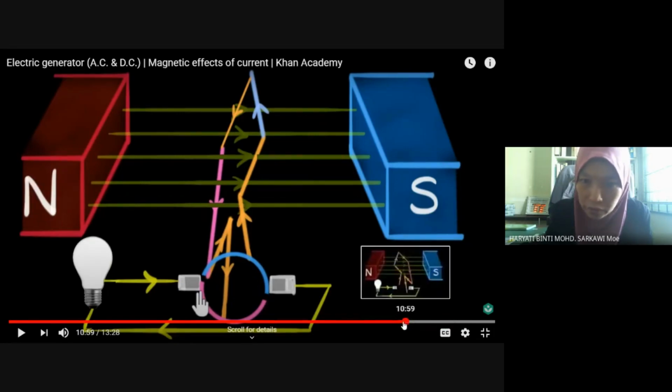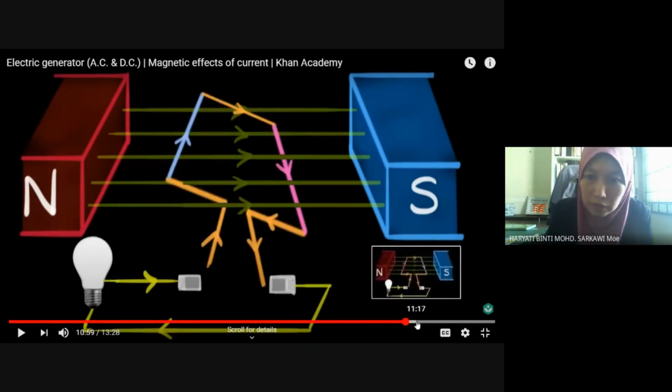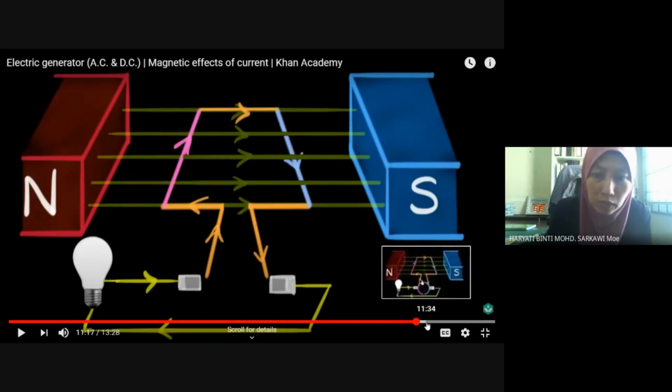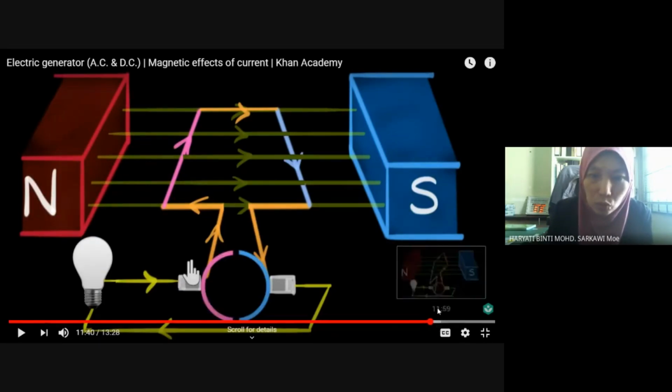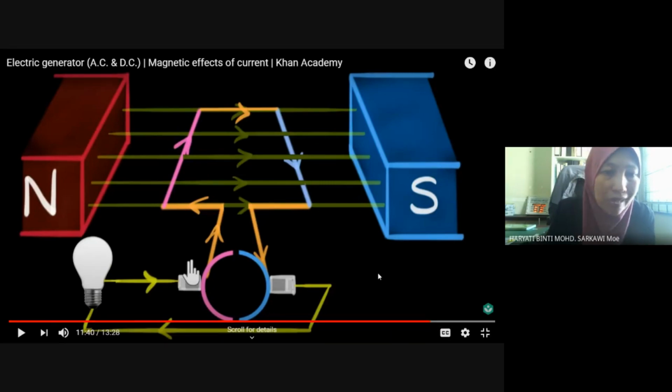So remember, let's say we want to create an alternating current generator. We need to use a slip ring. And if you want to produce direct current, a direct current generator, we change that slip ring to a split ring. Another name for split ring is commutator.